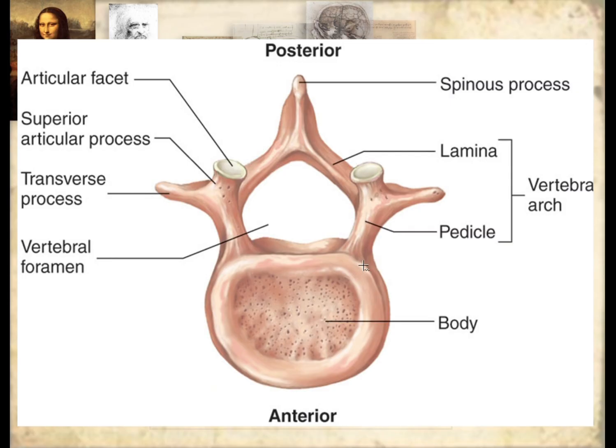Next is the posterior view. If I talk about the posterior part, you can see here, this is the spinous process, okay, and this is the anterior part, that means the body is present here, this is the pedicle, okay, this is the lamina, okay, this is the vertebral arch, okay, and the mid part is the vertebral foramen, right, and this is the transverse process, right.